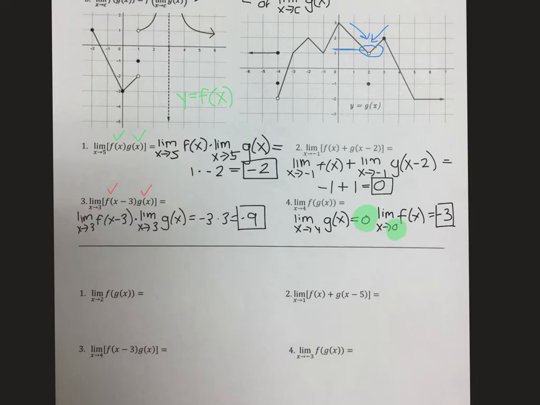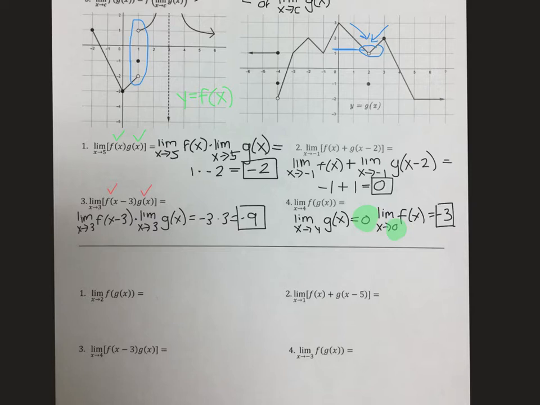So now the question is, is f continuous at 1? And the answer is no. So because this question doesn't satisfy our initial conditions, we can't use those limit properties that we used in our first questions 1 through 4.